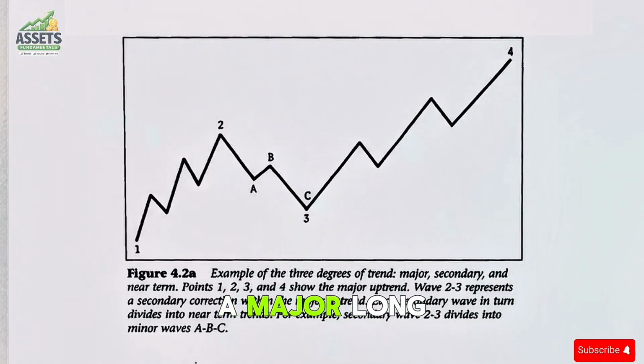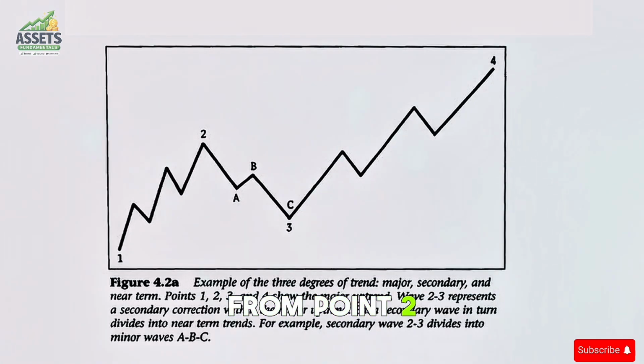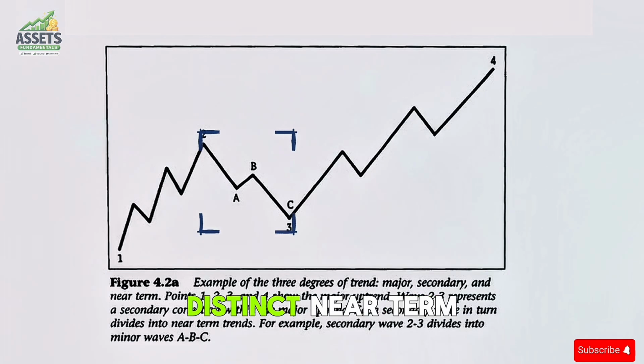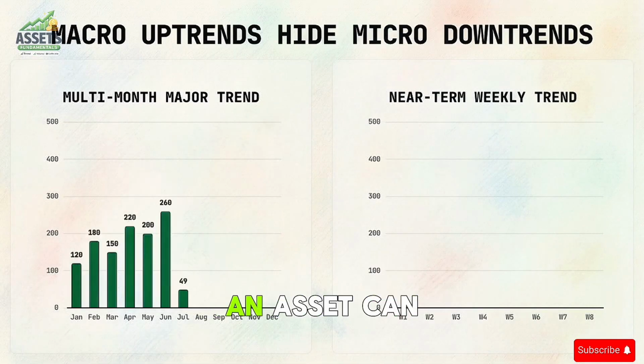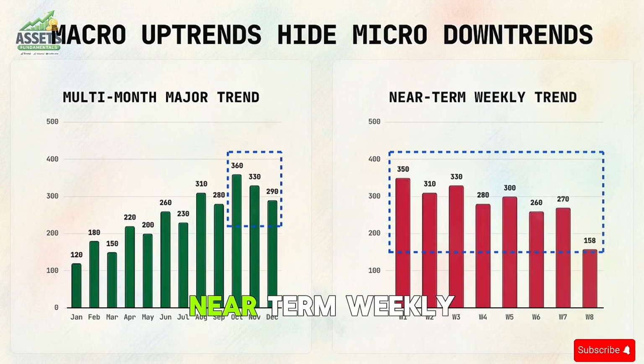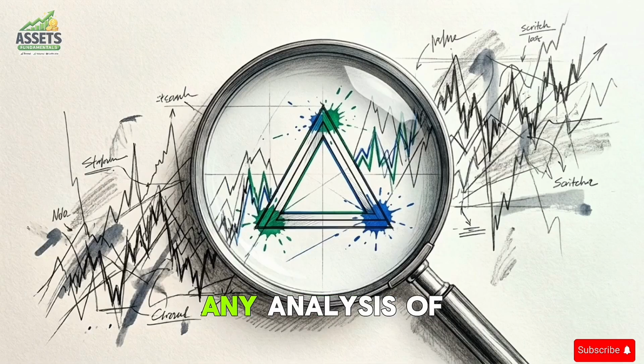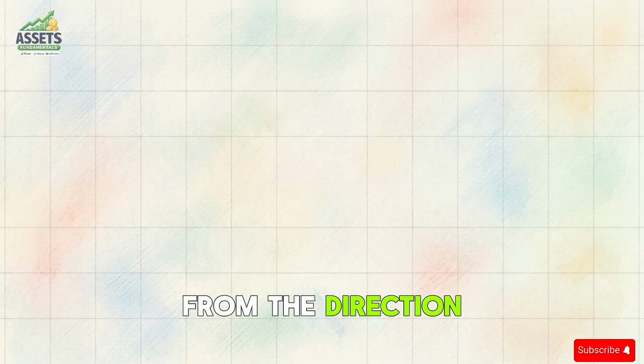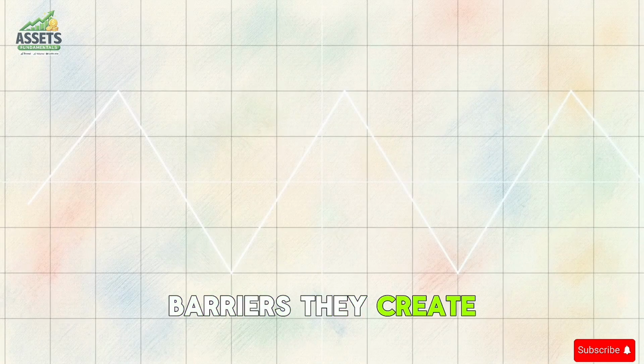This chart displays a major long-term uptrend, marked by points 1, 2, 3, and 4. Zooming in on the corrective phase from point 2 to 3, we see it contains its own distinct near-term downtrend, made of smaller descending waves A, B, and C. Because of this nested structure, an asset can be simultaneously in a major multi-month uptrend while experiencing a near-term weekly downtrend. Therefore, any analysis of a trend must begin by defining the specific time frame and the degree of the fractal being observed.